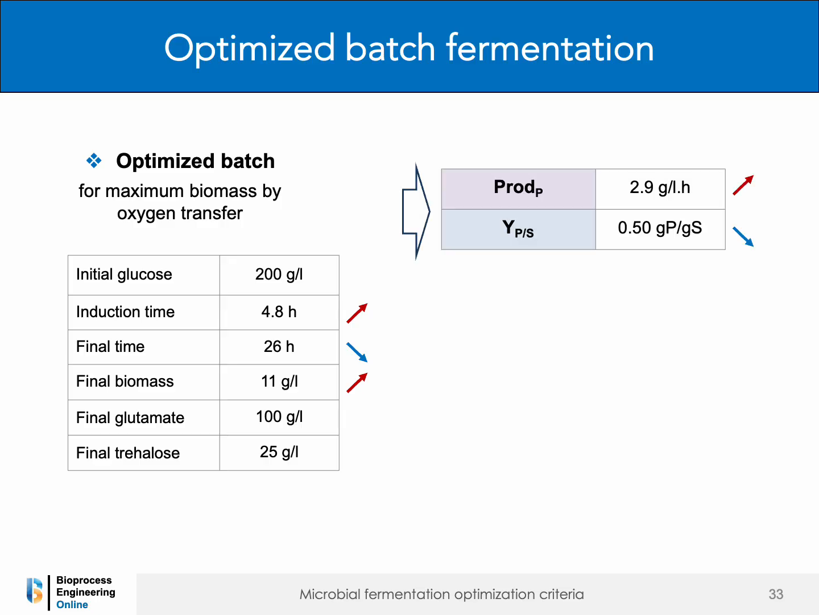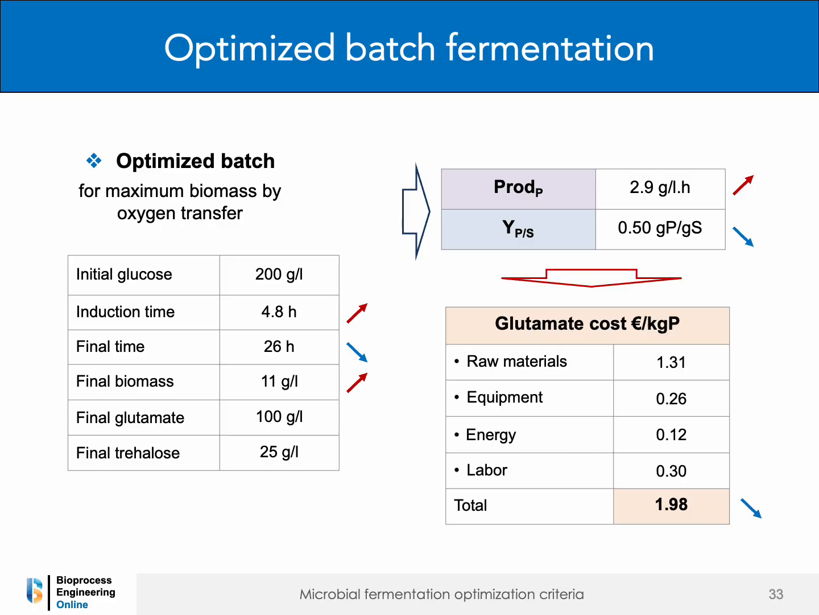As a result, the fermentation productivity increases from 2.4 to 2.9 grams per liter hour. The sugar conversion yield decreases slightly from 0.52 to 0.5 gram glutamate per gram sugar due to increased biomass formation. Because of the increased productivity, the production cost of glutamate is reduced from 2.1 to around 2.0 euros per kilogram.